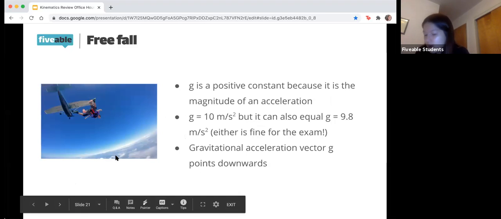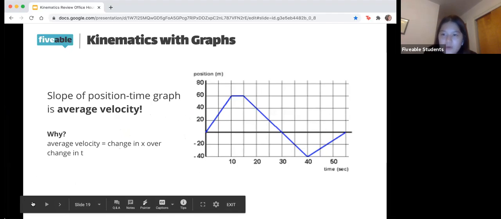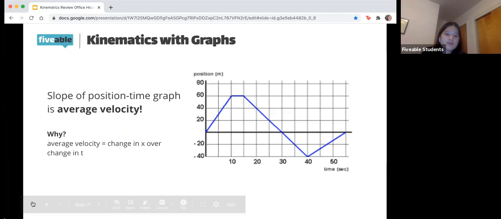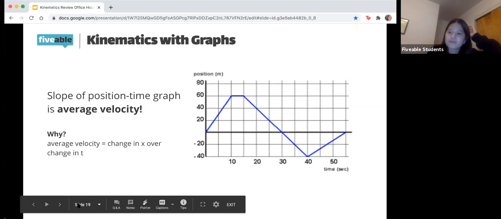Okay. Oh, and then really quickly, just to go back, I completely forgot to include slides on this. But going off this definition, if the slope of a position time graph is average velocity, then the slope of a velocity time graph is going to give average acceleration. I'm surprised I didn't add these slides in. Maybe that's okay, I'll just say them verbally.